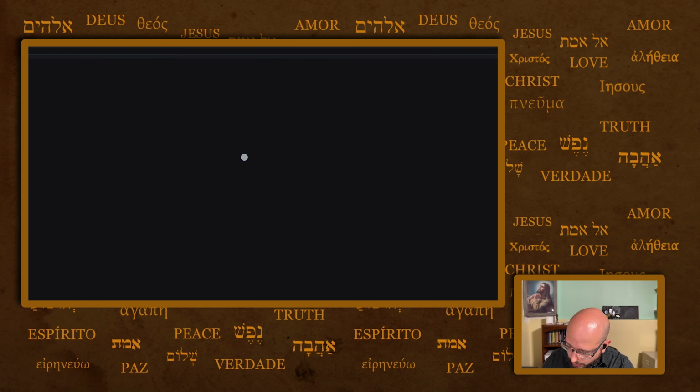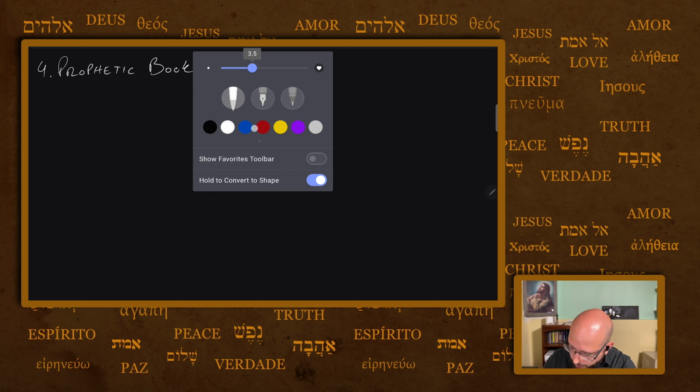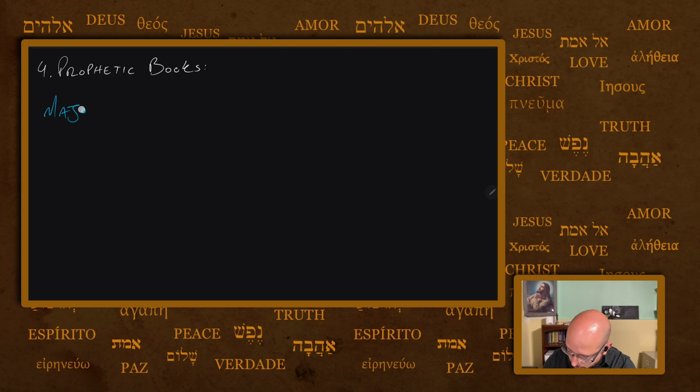We're going to the fourth and last unit of the Christian Bible, that is the division, the way that they organize the books, and that is the books of the prophets, the prophetic books. And we have here major prophets. Let me put in another color. And those are Isaiah, also Jeremiah, the Book of Lamentations, which is considered here in this case a prophetic book.